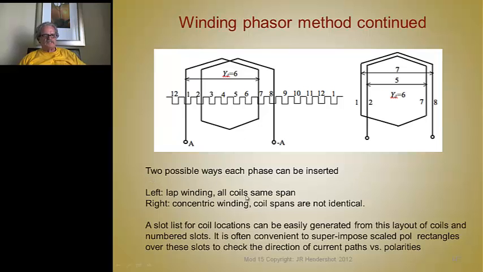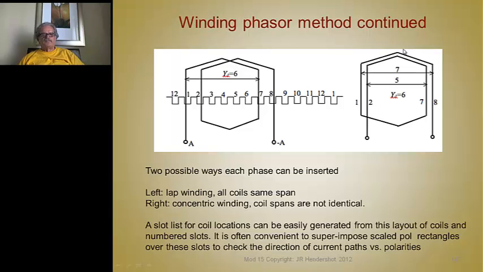The one on the left is a lap winding where the coil spans are the same. You see here, this is a 6-slot span. The second coil is a 6-slot span. And the right is a concentric winding where you still have 2 coils, you still have the same number of conductors linking the magnet flux. That didn't change at all, but the only difference is how they're connected in the end turns.